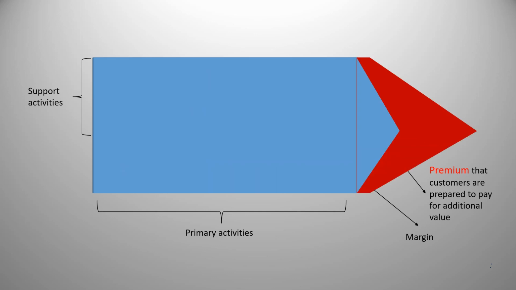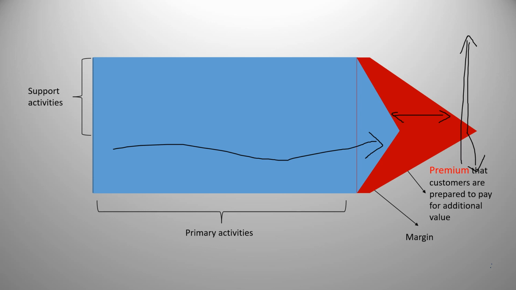To summarize, a company that follows a differentiation strategy would have higher costs because of the unique value proposition that they offer, but in return, customers would be prepared to pay that premium. The competitive advantage stems from the fact that they have increased margins because of the premium price that the customer is willing to pay.